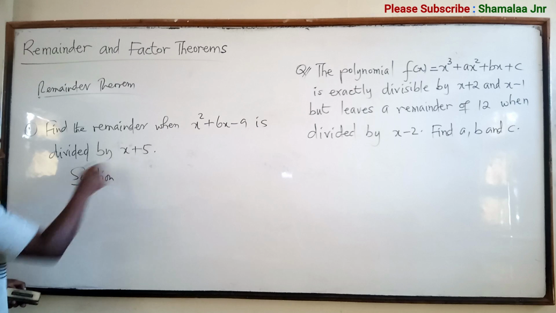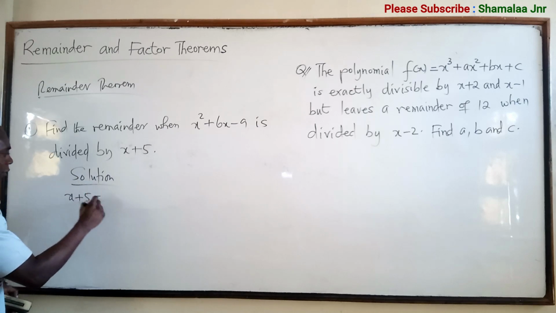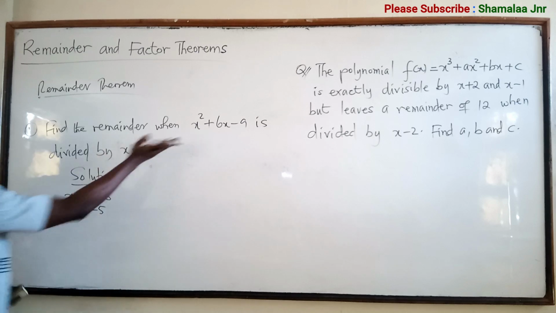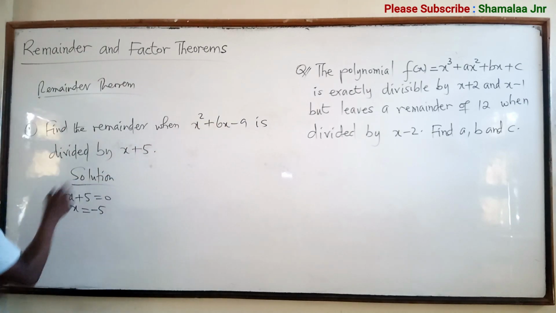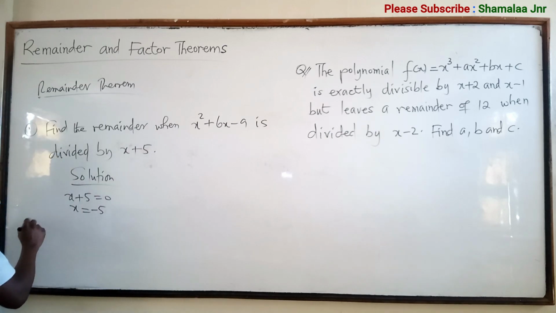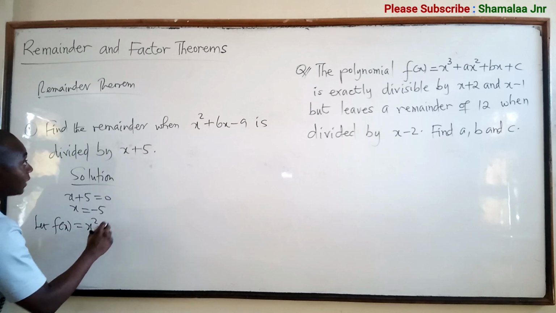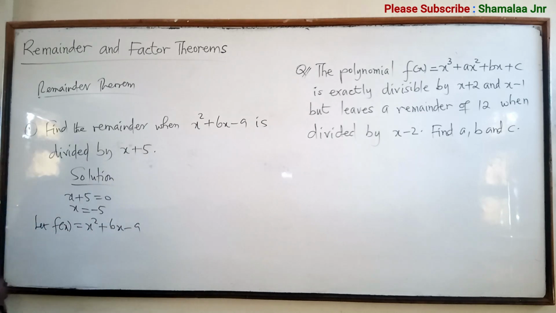So viewers, what they have been given is: say x plus 5 is equal to 0. x is equal to what? Negative 5. So this is what they have been given. So we can just let this one be. So you can see, let f of x be equal to x squared plus 6x minus 9.